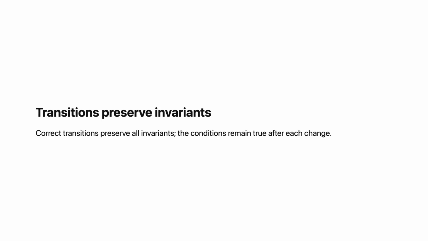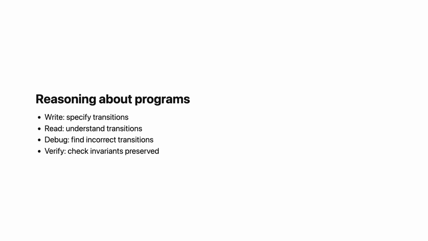If every transition preserves every invariant, then the invariants hold throughout the entire execution. From initial state to final state, the conditions are always true. This is how we reason about programs. We identify what must be true. We verify that every change preserves what must be true.